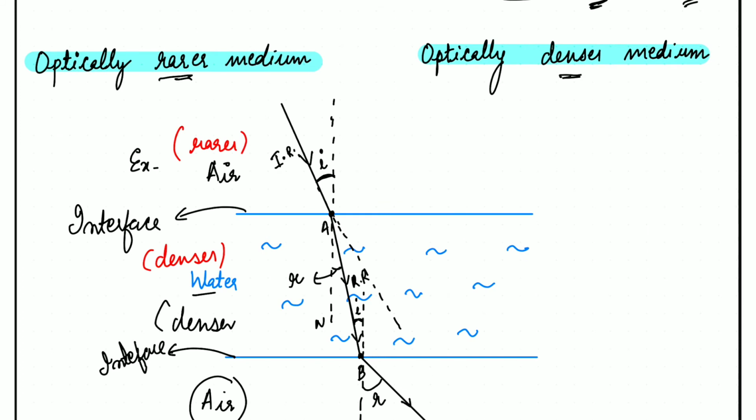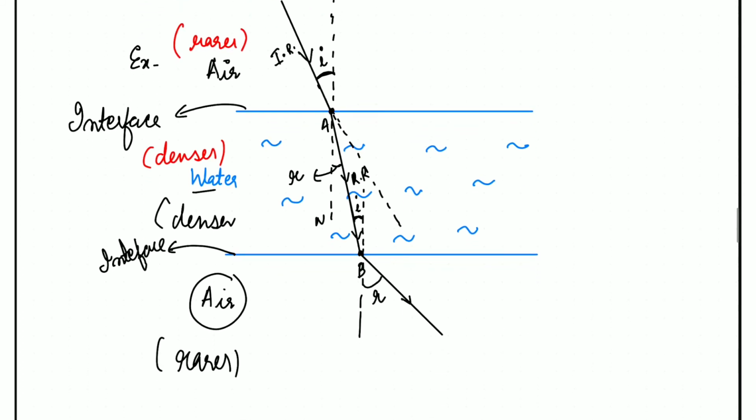So if somebody asks you what is an optically rarer medium, you will simply say, if your light ray is traveling from denser to rarer medium, and the light ray is bending away from the normal, then that medium is what you call an optically rarer medium with respect to the other medium.